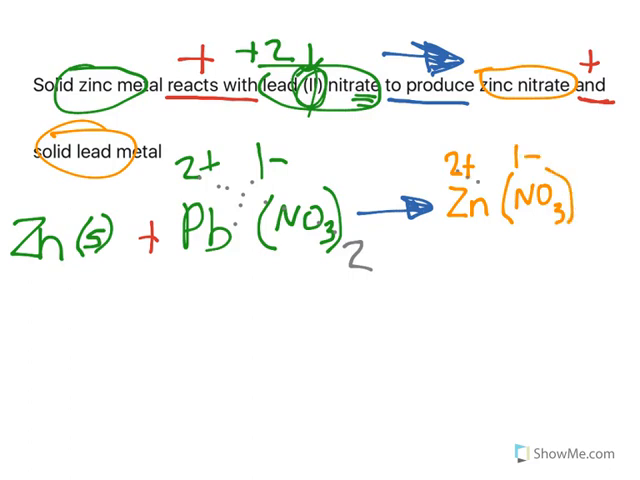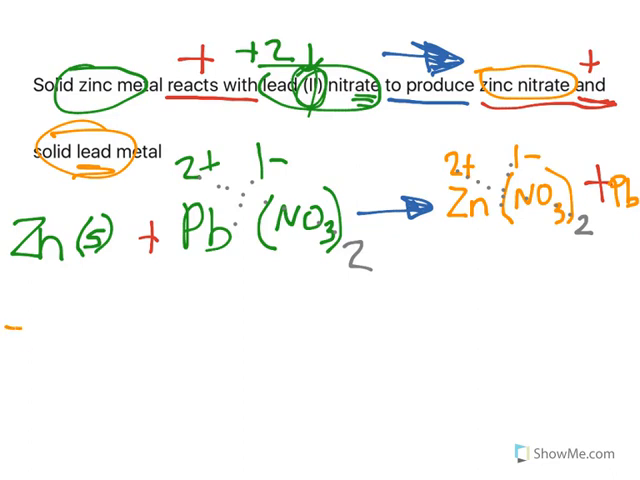So I'm going to cross my charges. The 2 from zinc is going to come down over here. The 1 from nitrate is going to come down over here. I don't write ones, so we're going to get rid of the 1. So this would be Zn(NO3)2. Then I have a plus sign. So next thing, zinc nitrate and, so plus, solid lead metal. Now here I've got a metal by itself, so I'm just going to put, and I'm running out of room, the symbol for the metal, Pb. Now, this is not done, because we need to balance it.